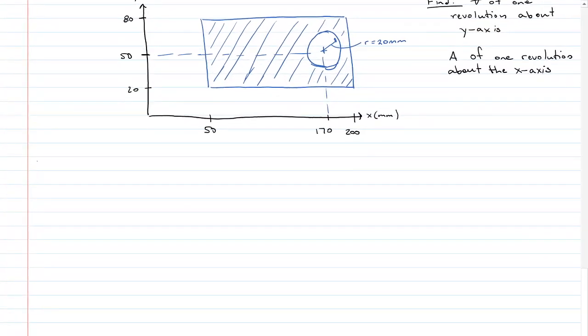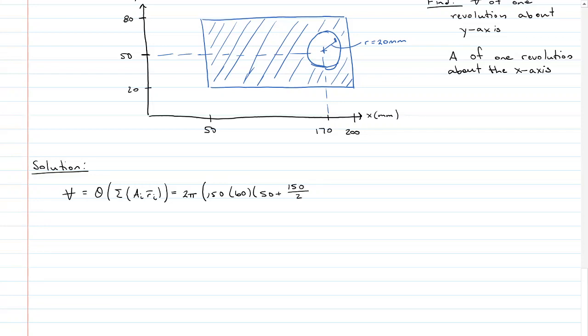All right, so my solution, volume is equal to theta times the sum of A_i, r-bar_i for my volume of revolutions. So that's going to be 2 pi for one revolution times 150 times 60. And then the distance to its centroid from the y-axis is going to be 50 plus 150 divided by 2. And then I'm going to subtract my circle.